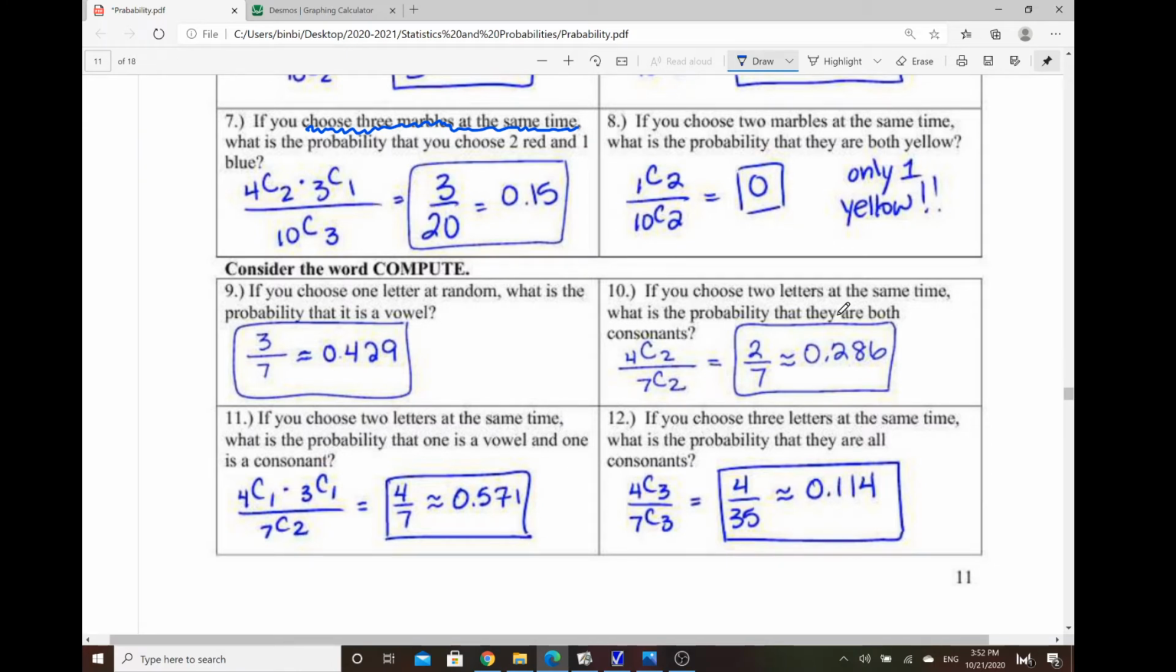If you choose 2 letters at the same time, what's the probability that they are both consonants? Consider the word compute. We have 4 consonants, and we have to select 2 of those. And how many letters can we pick from? 7, and we have to choose 2 of those. So 7 choose 2 is the total possible outcomes. And then 4 choose 2 would be the favorable outcomes. Divide it, and that would be 2 over 7. The rest of this is quite similar.